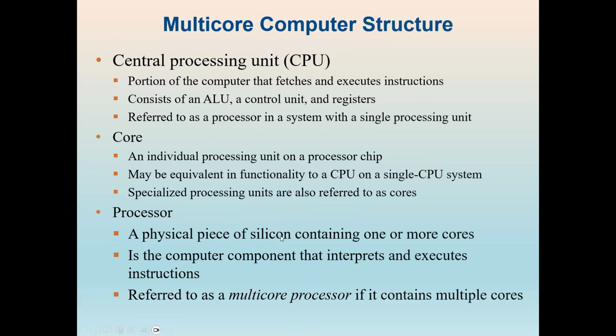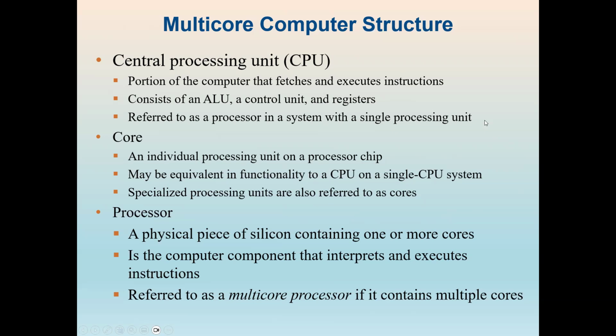Now next we discuss what a multi-core computer structure is. First, we know that contemporary computers generally have multiple processors. So when these processors reside on a single chip, we use the term multi-core computer. And each processing unit, which normally consists of a control unit, arithmetic logic unit, and the registers, and also perhaps a cache, is normally called a core.